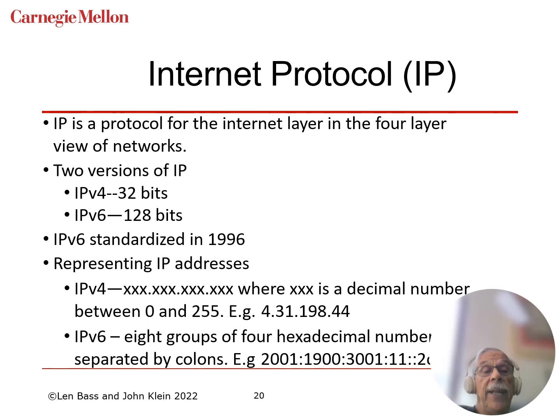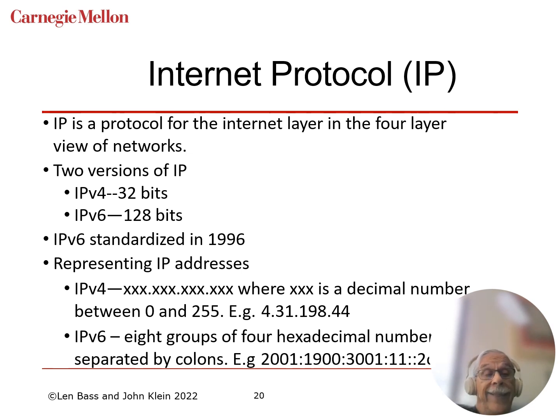So let's go into IP addresses. So you remember the third layer of the four layers had two different versions of IP, and so IPv4 has 32 bits. IPv6 has 128 bits. The 32 bits have been exhausted. And IPv6 was standardized in 1996, which is almost 30 years ago. And if you represent an IP address in IPv4, it's a sequence of four numbers where each number is a decimal number between 0 and 255.